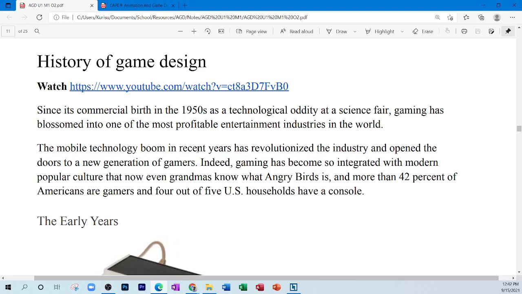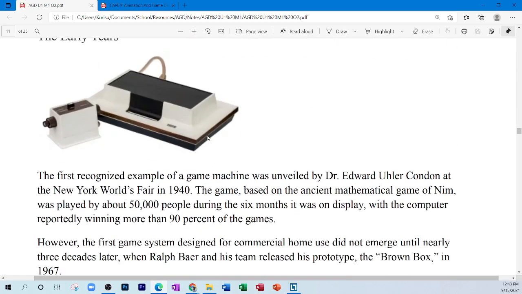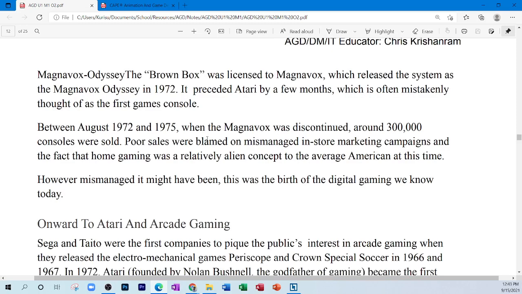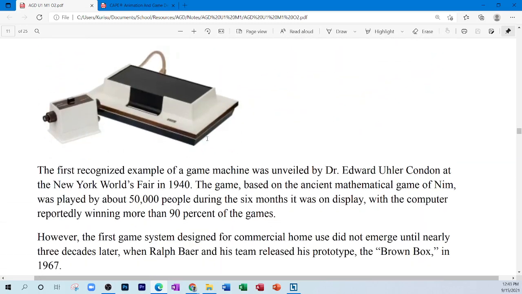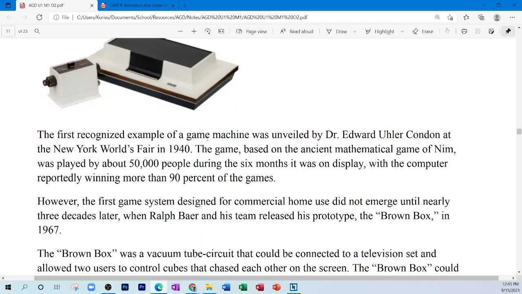So almost everyone today is playing a game in one form or another. Good. So let's look at how game design would have evolved. So we have the early years. Zane, you can start reading that for us.